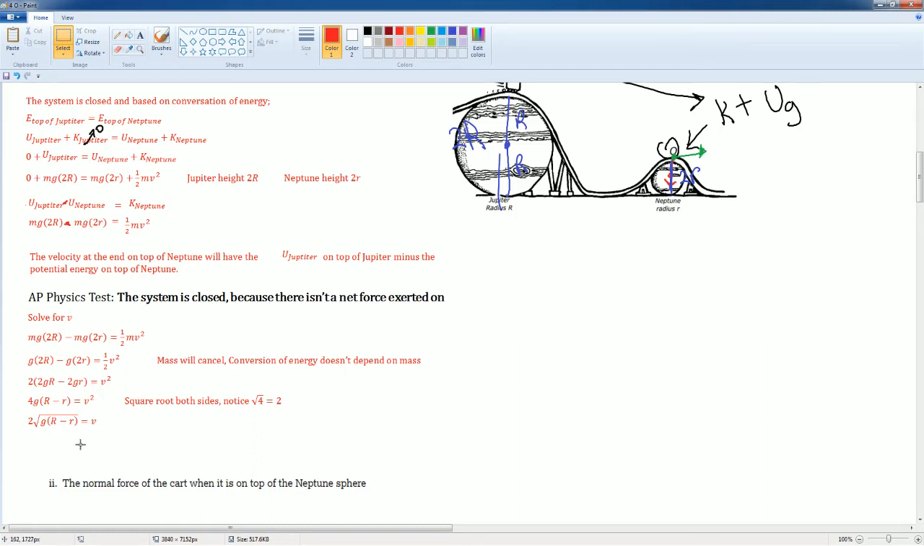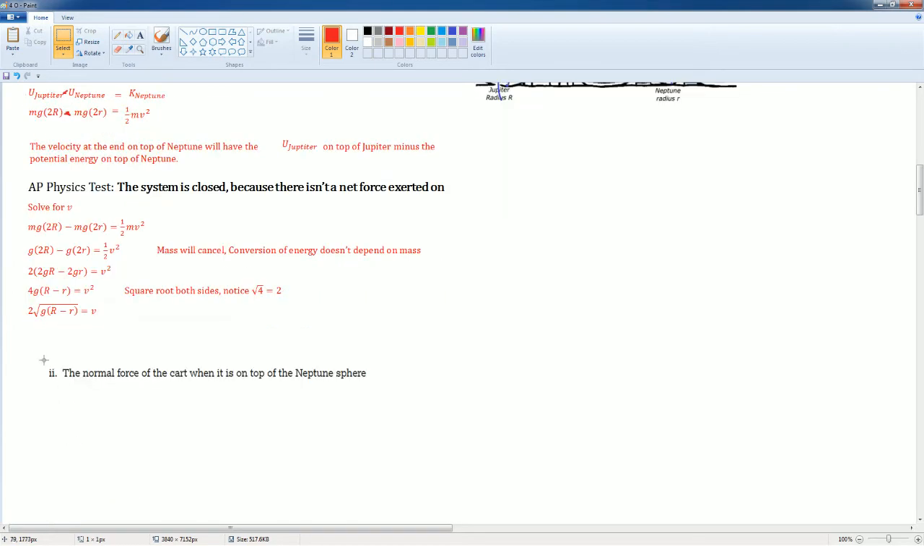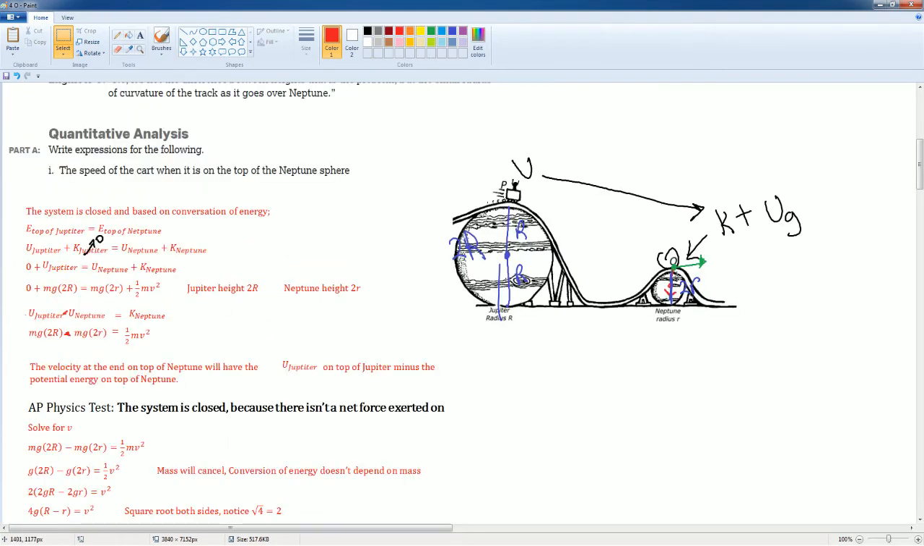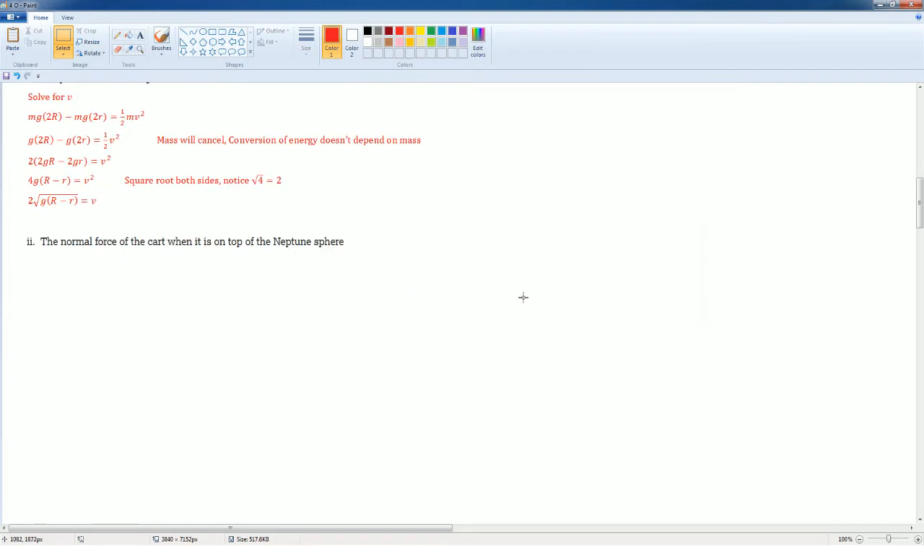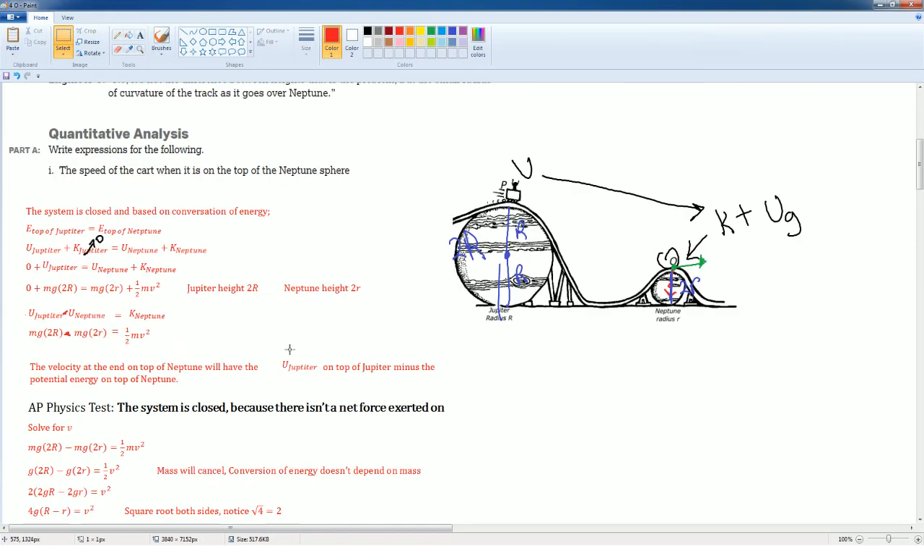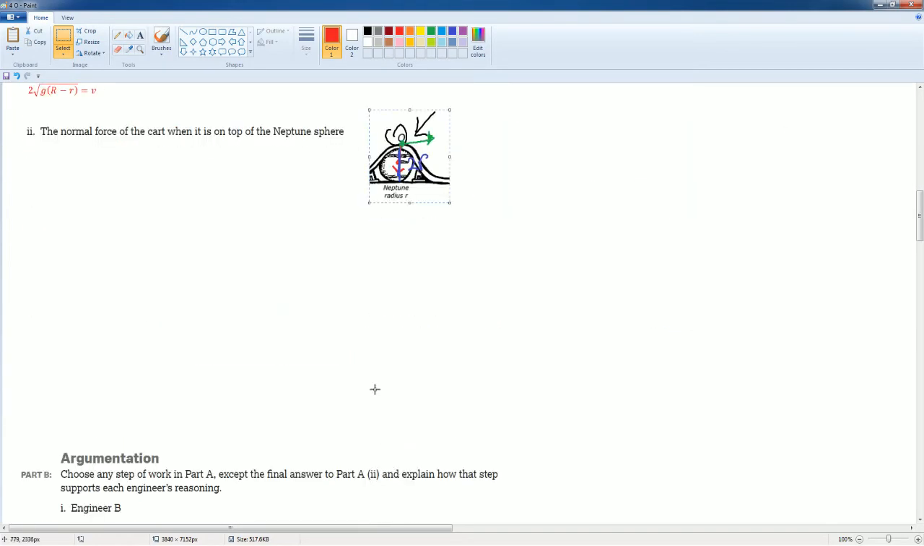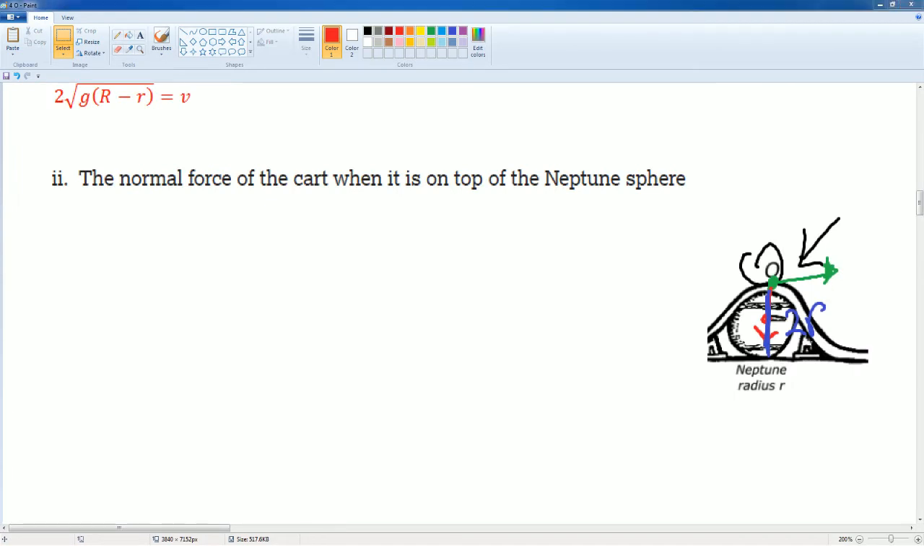Right? Now we want to look at the normal force on top of Neptune's sphere. So we have to do centripetal force here. Let me just bring this down so we can see it a little bit more. It's a long derivation, so bear with me.